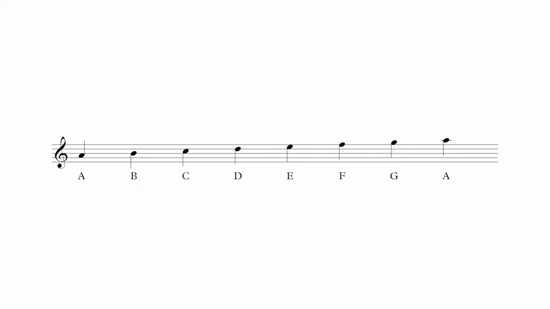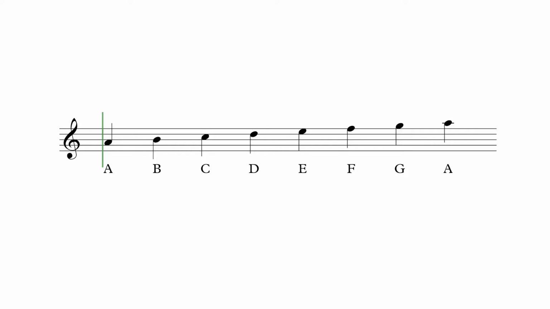If we continue on after making our way up to the next A, this is what we get. Note that the stem has changed direction after A. Instead of going up, it now goes down. On the third line, the stem can go up or down, but once we start going higher than the third line, then the stem must go down.